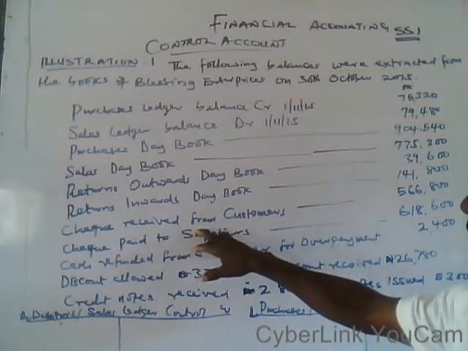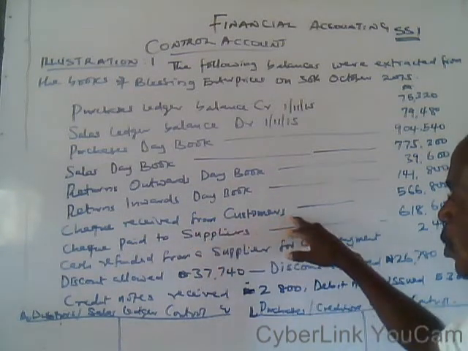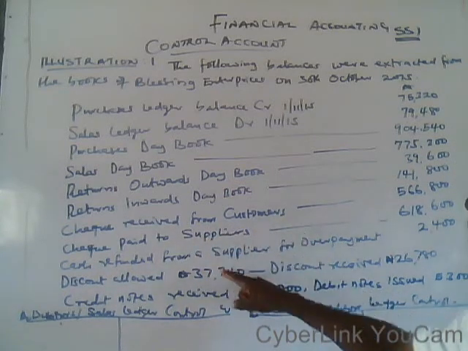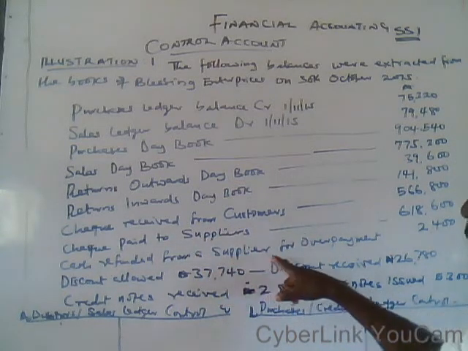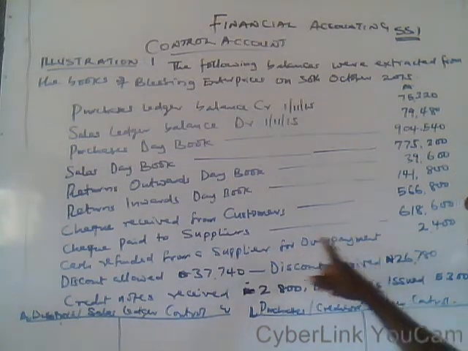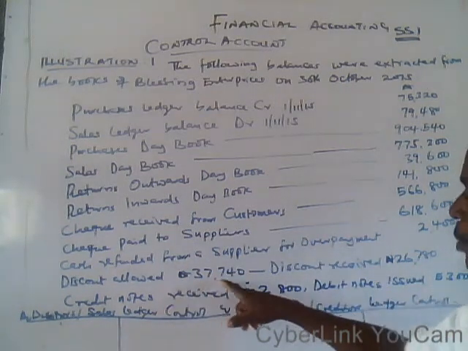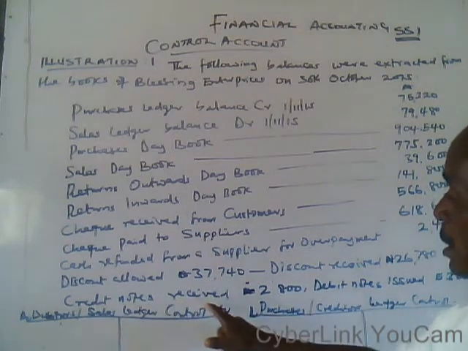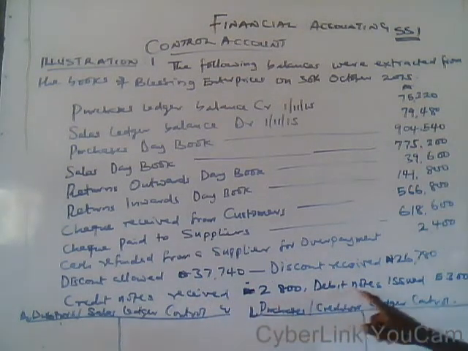we have a cheque received from customer, cheque paid to suppliers. Cash refunded from a supplier for overpayment, we have a discount allowed, discount received, followed by credit note received, and we have a debit note issued.